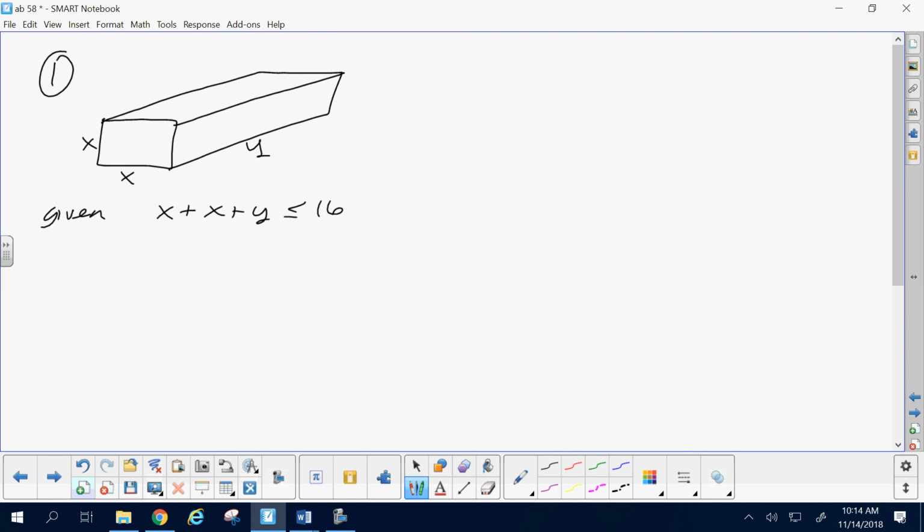What is the greatest possible allotment of those dimensions to get the max volume? Well, let's start with max volume. If we're going to maximize volume, we need an equation for volume. What's the equation for volume in this case? X squared y. Okay? Then what did you do? We don't want to maximize volume yet with 3 variables.